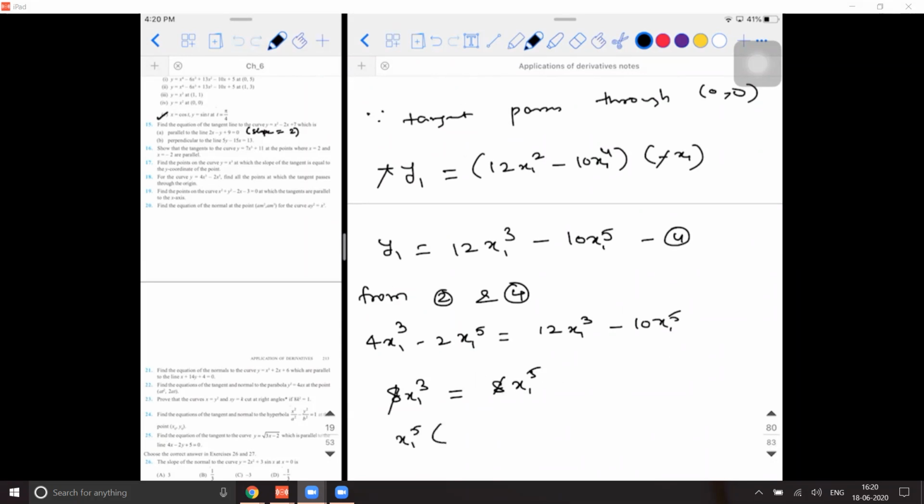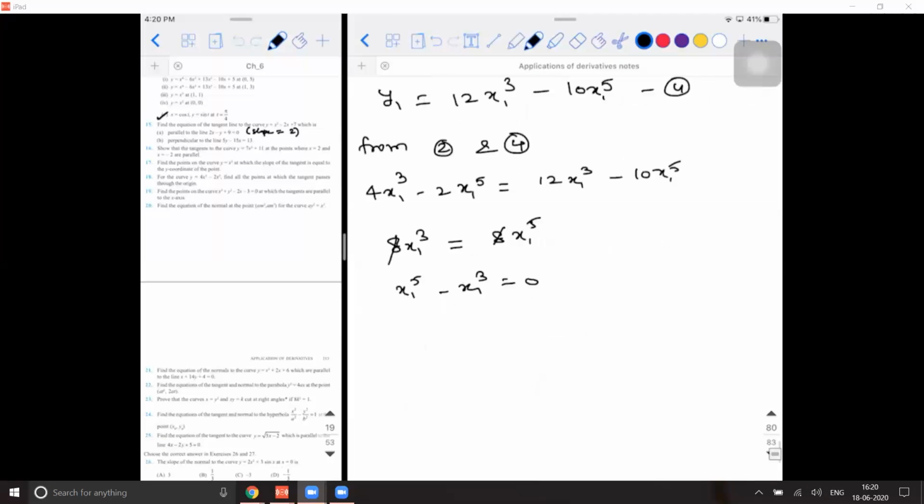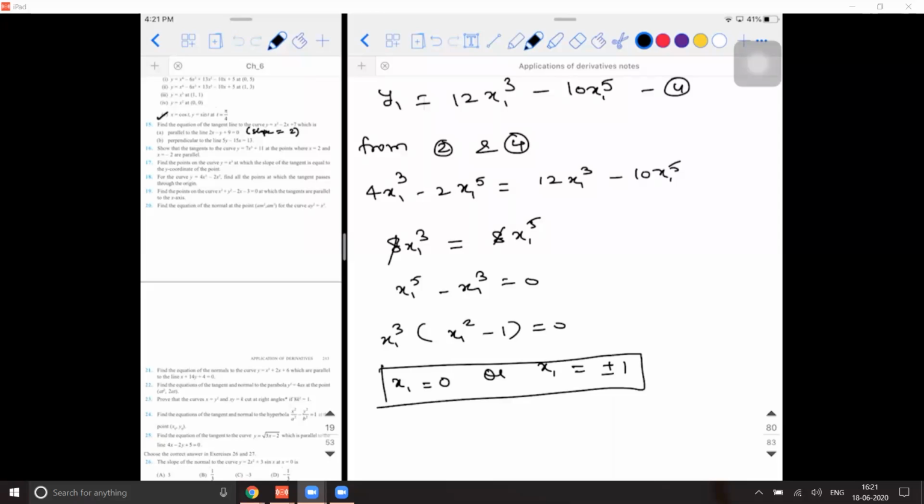x1 power 5 minus x1 cube is equal to 0. If I take out x1 cube, what do I get? x1 square minus 1 is equal to 0. So x1 is equal to 0 or x1 is equal to plus or minus 1. So what is the meaning of this? There are 3 such points where this condition is getting satisfied.